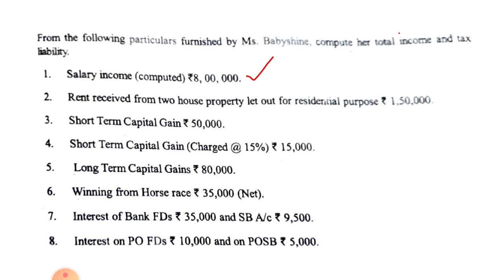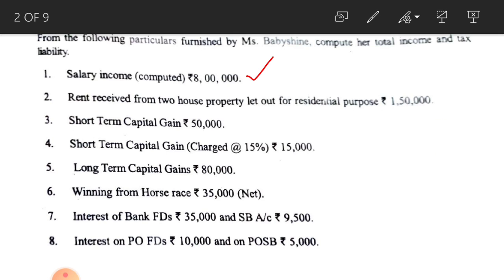Next one, short term capital gain rupees 50,000 is taxable under capital gains, and also one more short term capital gain is there, that is charged at 15%, 15,000. That means separate tax is calculated on this 15,000 at the rate of 15% while calculating the tax liability. And long term capital gains 80,000 is given. For this also tax is calculated separately at the rate of 20%, that you know very well.